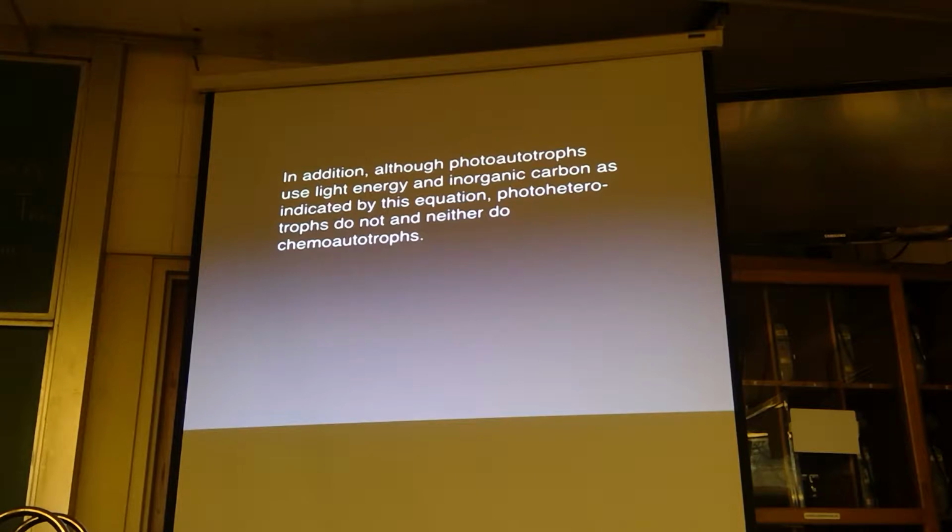So, the other thing is, we talked about other nutrient categories. So although photoautotrophs use light energy and inorganic carbon as indicated by that equation, photoheterotrophs don't. Photoheterotrophs use light energy, but they're using organic carbon. And chemoautotrophs don't either, because chemoautotrophs are using strictly inorganic compounds. They can still produce sugar, and they're not using light.